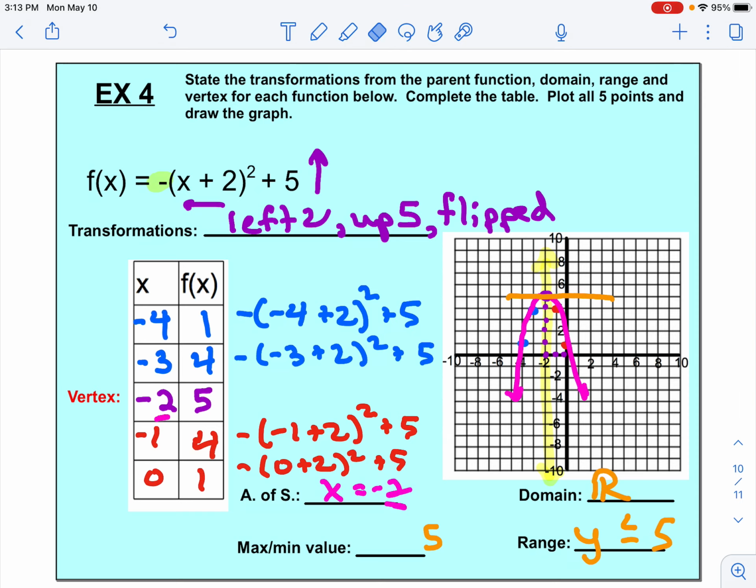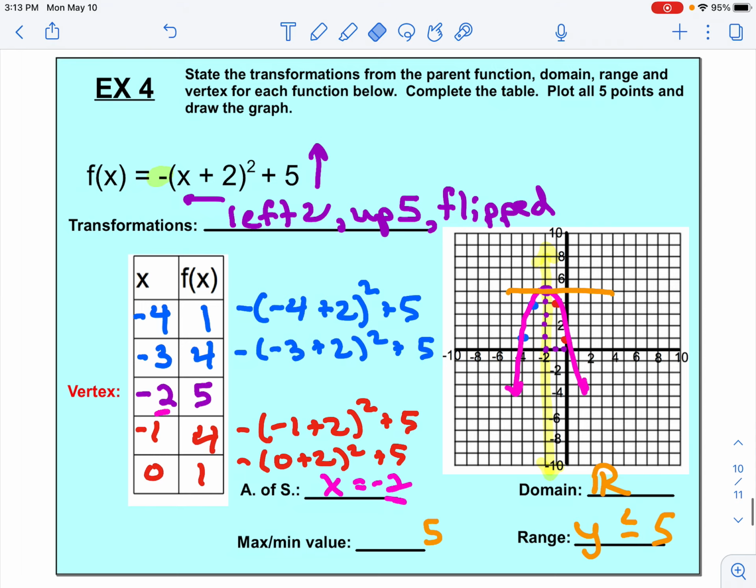Okay. So hopefully that gives you some information, and you can now go ahead and complete your homework. But this is the end of the video for graphing in vertex form and standard form.